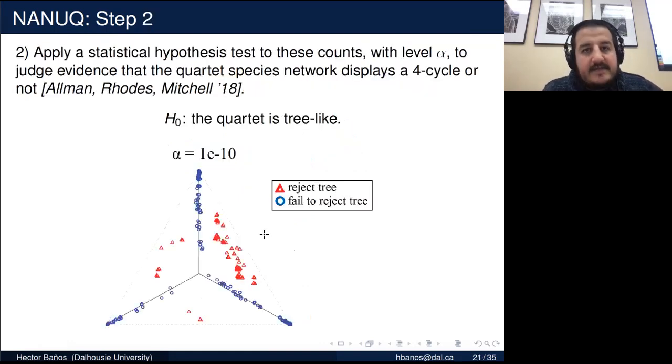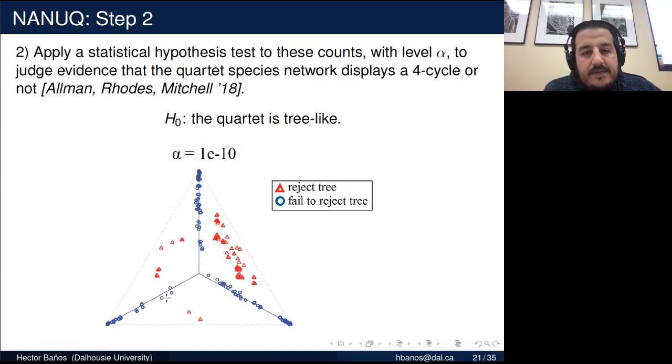So for that, step 2 is to apply a statistical hypothesis test with level alpha to judge the evidence that the quartet species network displays a 4 cycle or not. This is work by Allman, Rhodes, and Mitchell, where they developed this test. And here you can see all the observed or estimated concordance factors from the data. We have the null hypothesis that the quartet tree is tree-like. That means there's no 4 cycle. You apply that test, and based on that, you either reject, like these red ones, we reject the null hypothesis, or you fail to reject.